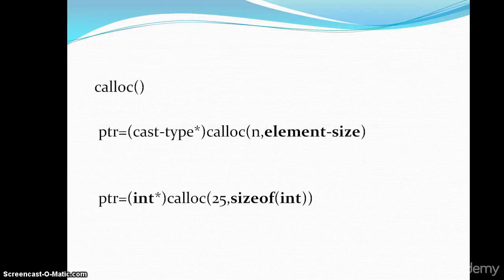The only difference between malloc and calloc is that malloc allocates a single block of memory, whereas calloc allocates multiple blocks of memory. It is used for arrays. ptr = (cast type *) calloc(n, element size). This is the syntax. For example, ptr = (int *) calloc(25, sizeof(int)), where 25 is the array size. So it will allocate 25 int-sized blocks to the pointer ptr.